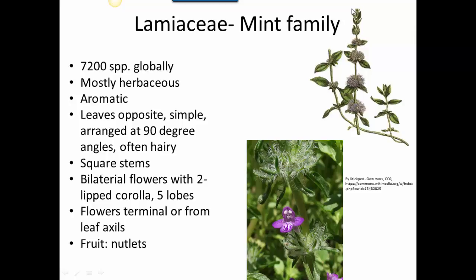The flowers can be terminal, so they can be up at the tip of the stem, or they can be coming out of the leaf axils, which is what we see here. So here's a cluster of flowers coming out of the leaf axils in this particular plant. The fruit that's generated by species within the mint family are little nuts or nutlets.